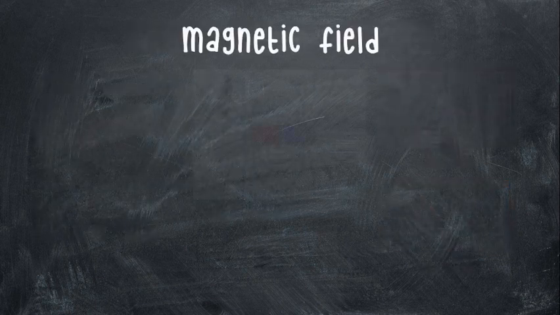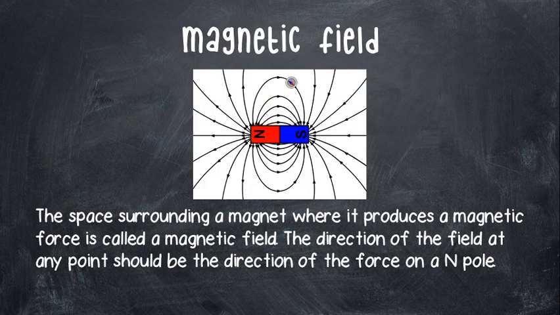Okay, next, the magnetic field. The space surrounding a magnet where it produces a magnetic force is called a magnetic field. The magnetic field is the line here connecting the N with the S, and the direction of the field at any point is the direction of the force on an end pole. If you look closely, the line has an arrow. It indicates that the magnetic force always goes from the north to the south. You can see the animation of how this flows.